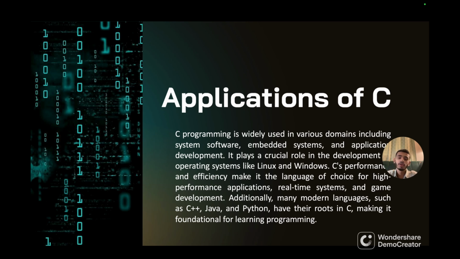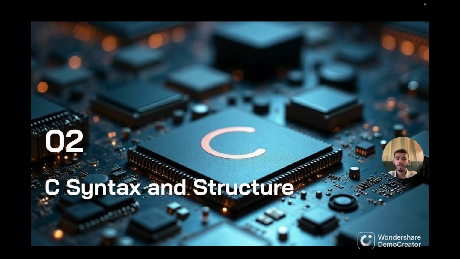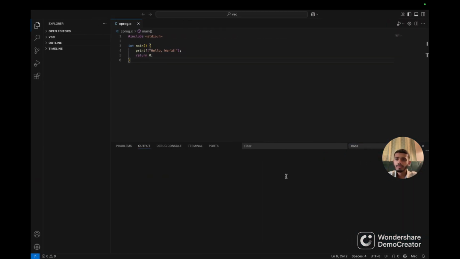Further on, let's get into C syntax and structure. Let's look at the structure of a basic C program. Here's a simple one. Hashtag include stdio.h. Here, hashtag include, the first line, is a preprocessor directive to include the standard input output library. Here std is standard, io stands for input output, and .h, this h stands for header file.